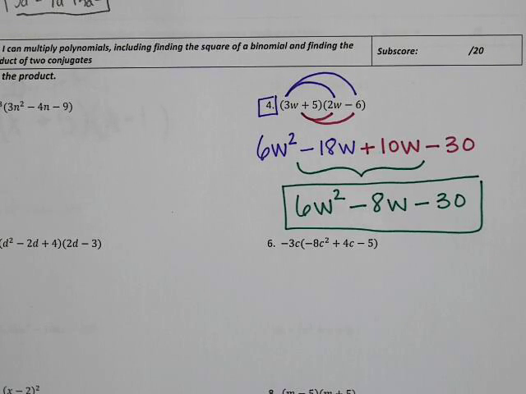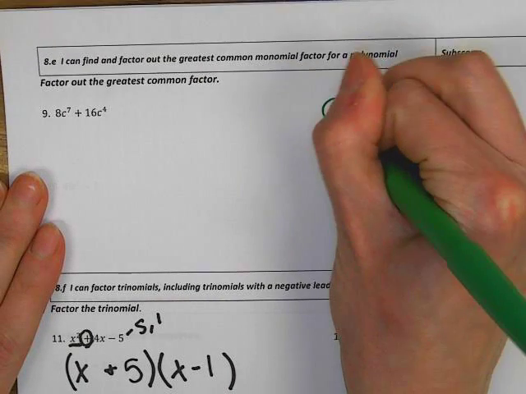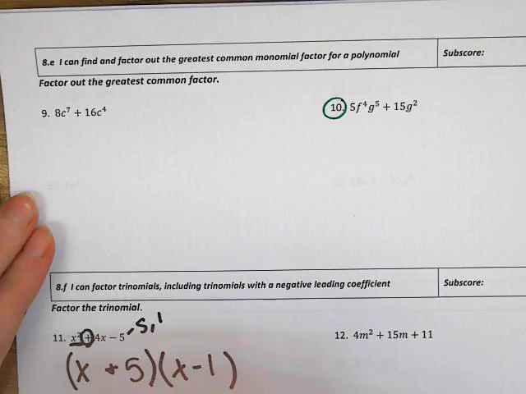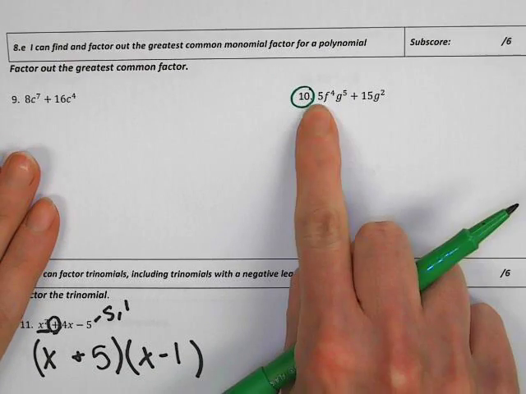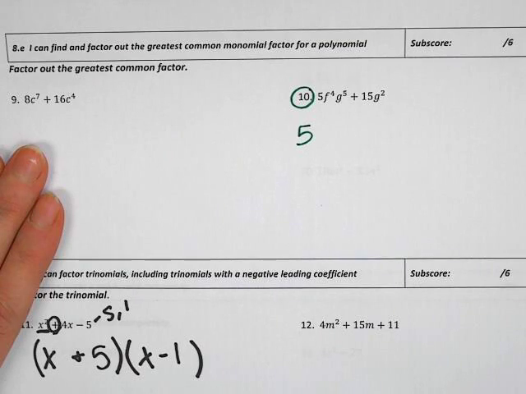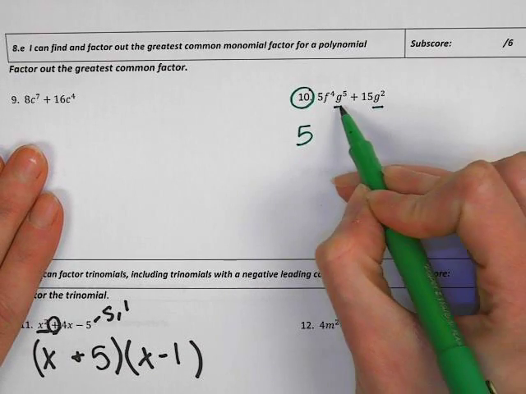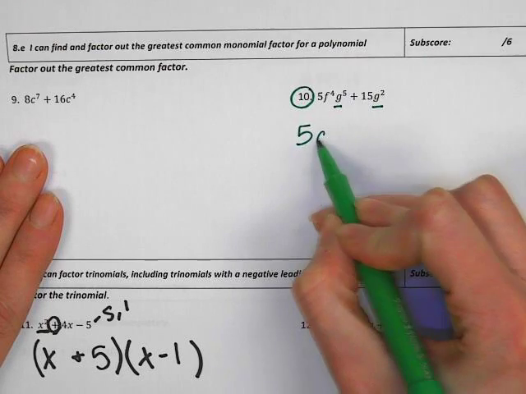Okay, and then on to factor out the greatest common factor. Let's do number 10. Okay, so the greatest common factor of 5 and 15, we can divide out a 5. And then if you look, they both have g's, so we can pull out the smaller amount, which is g squared.